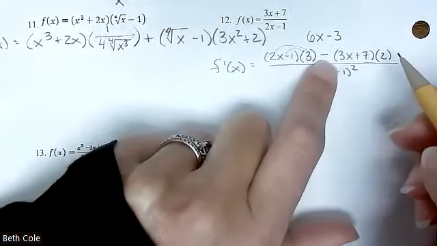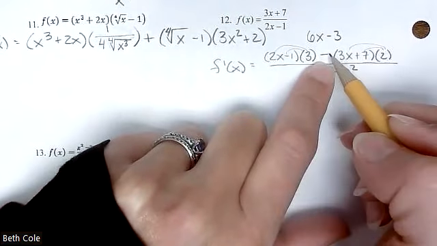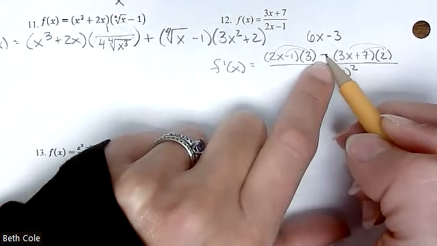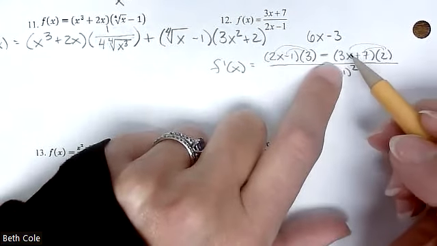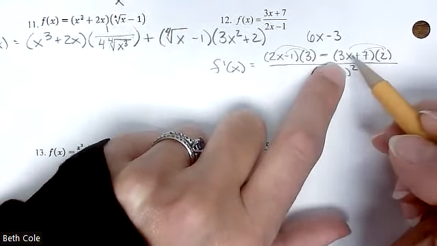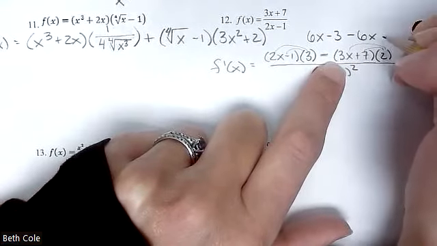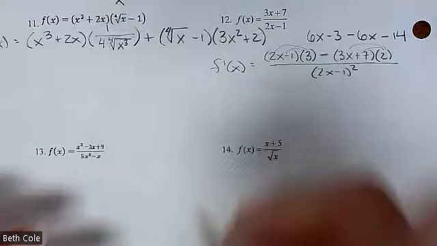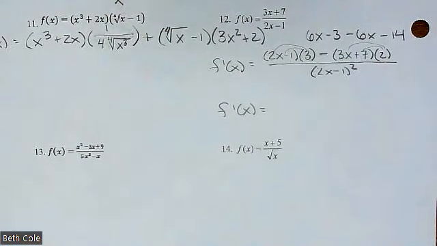Now watch me point to this. We want to distribute a 2, but we also want to distribute a negative. So think of it as distributing a negative 2 through both of these. That would give you negative 6x minus 14. And we're just going to put all that together into our answer.